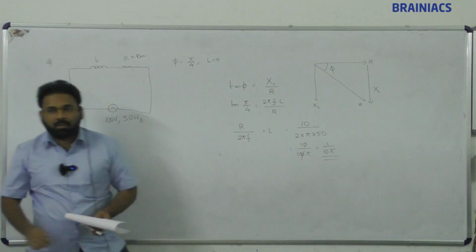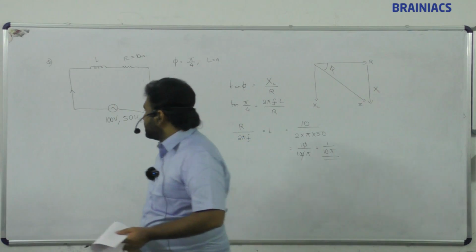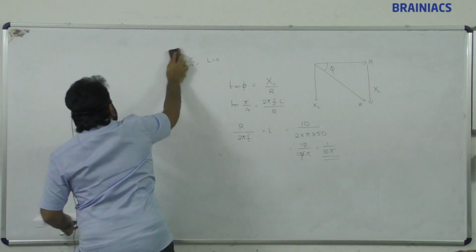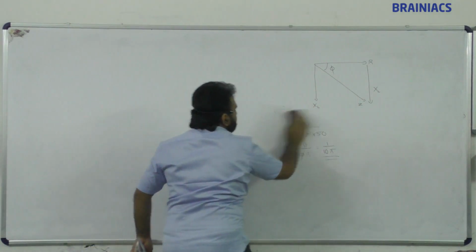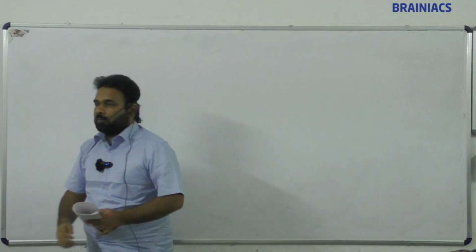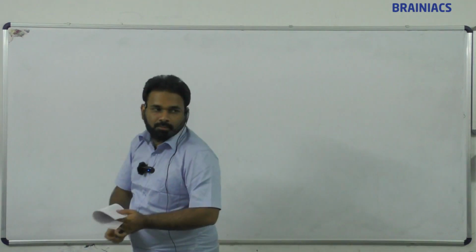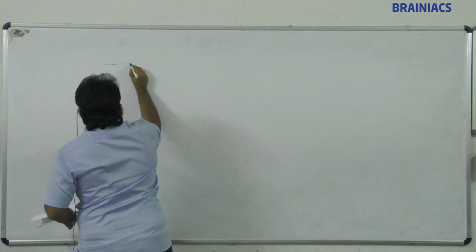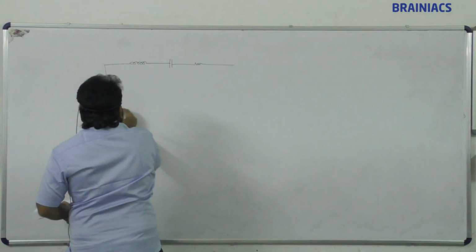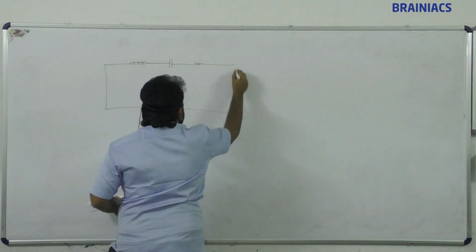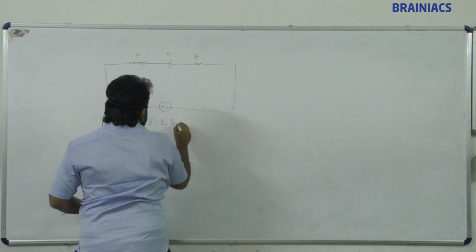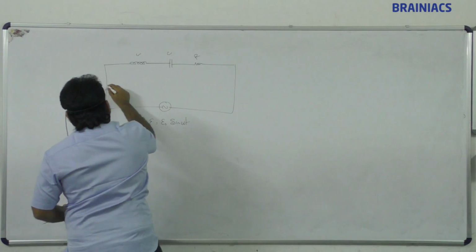Okay, done. Now let us get into L and R and C, everything together. The last one is the LCR circuit, with E equal to E naught sin omega t.